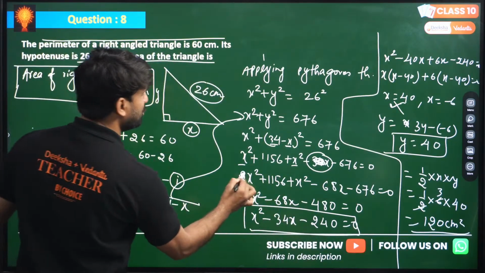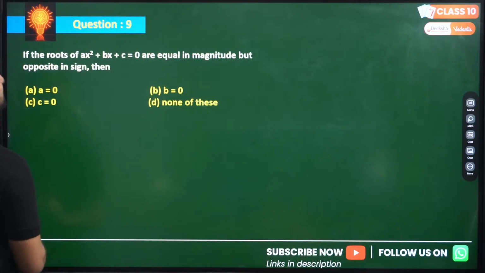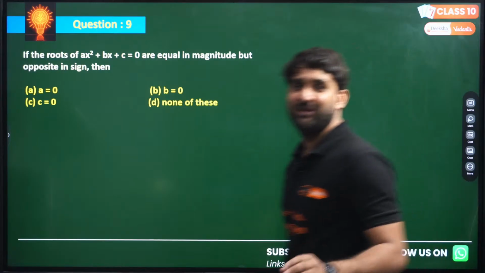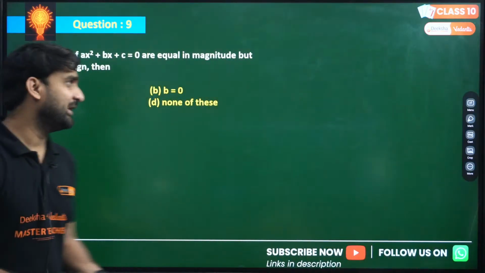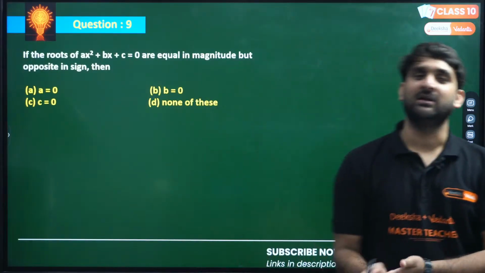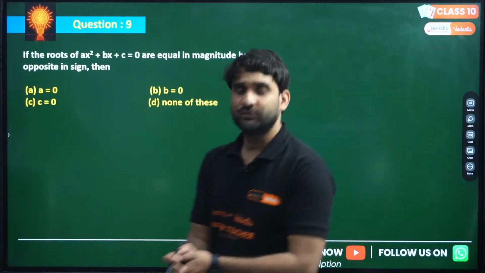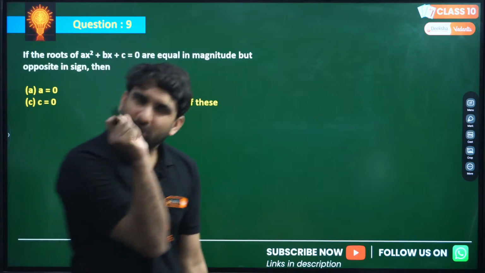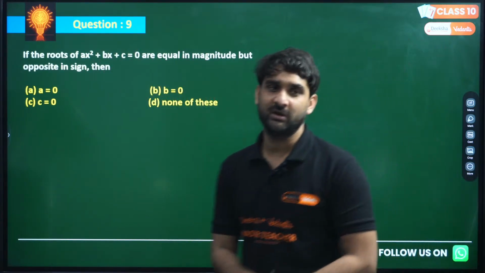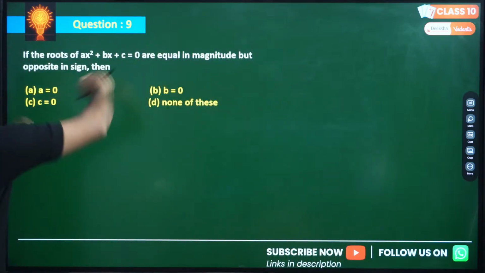So calculation should be correct. If you made a silly mistake anywhere, your whole effort will be ruined. So make sure while you are doing basic calculation, positive sign, negative sign, identity a plus b whole square. In mathematics, small mistakes can destroy your 5 to 10 minutes, I think. So very important. Okay, now do this question.